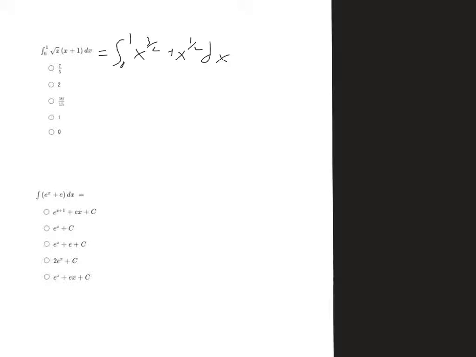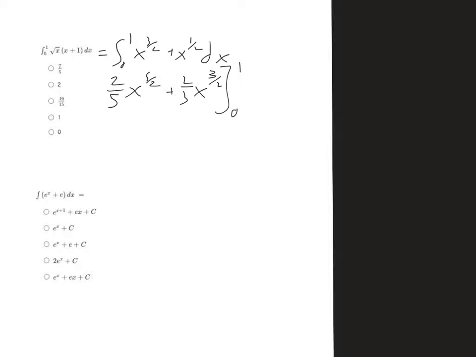Now I just use antiderivative power rule, add 1 to the exponent, and then divide. So it was x to the 3/2, adding 1, that becomes x to the 5/2. Divide by 5/2, that's the same as multiply by 2/5. Then originally x to the 1/2, add 1, that's x to the 3/2. Divide by 3/2 is the same as multiply by 2/3.